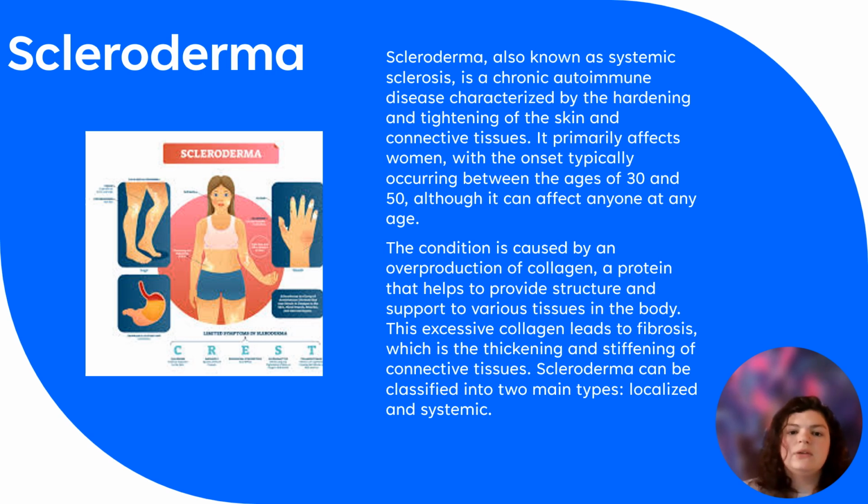Scleroderma, also known as systemic sclerosis, is a chronic autoimmune disease characterized by the hardening and tightening of the skin and connective tissues. It primarily affects women, with the onset typically occurring between the ages of 30 and 50, although it can affect anyone at any age. The condition is caused by an overproduction of collagen, a protein that helps provide structure and support to various tissues in the body. This excessive collagen leads to fibrosis, which is a thickening and stiffening of connective tissues. Scleroderma can be classified into two main types, localized and systemic.